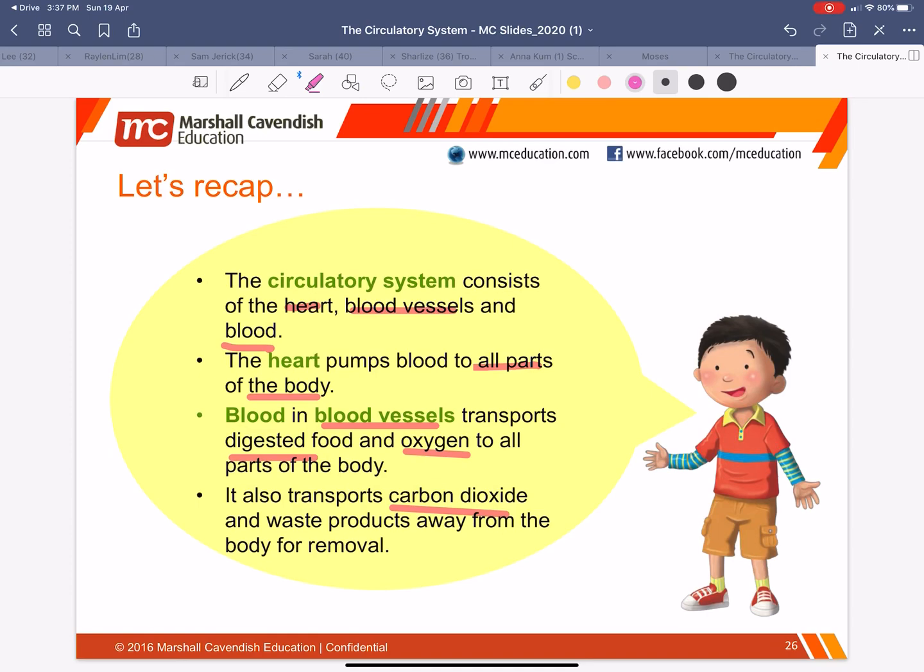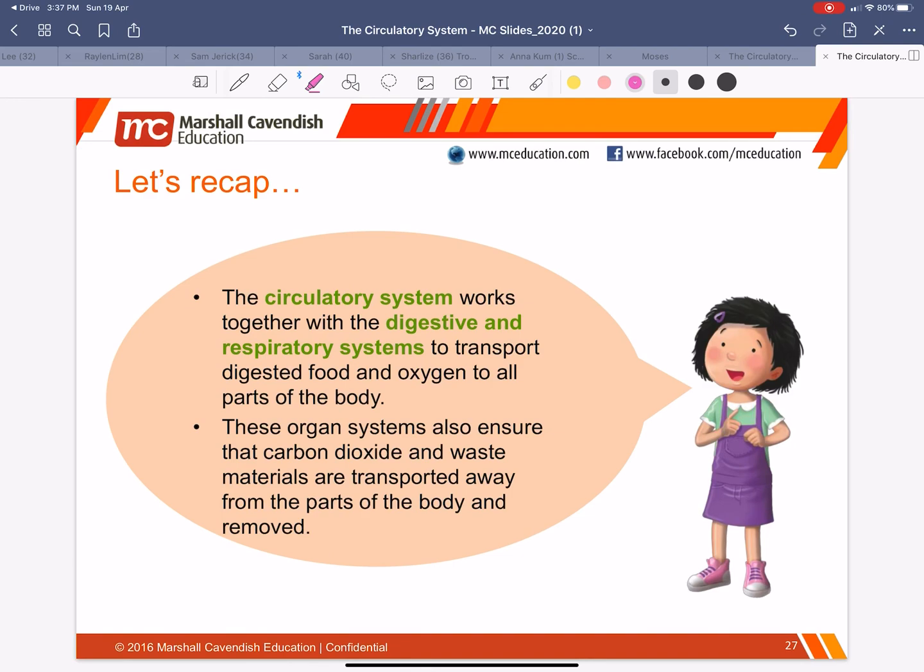So I hope that you have enjoyed my lesson. Now, do remember to complete your reflection on the next page. Yeah, and last but not least, as this slide shows, the circulatory system works very closely with your respiratory and your digestive system in order to ensure that your body functions well. And primarily, the reason is so that respiration can occur in every single cell.